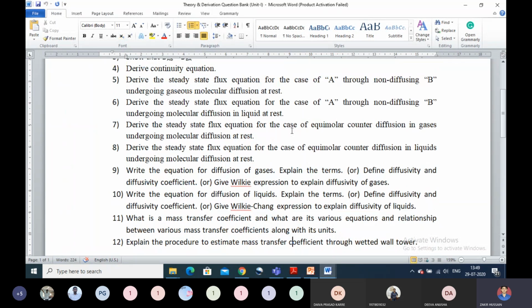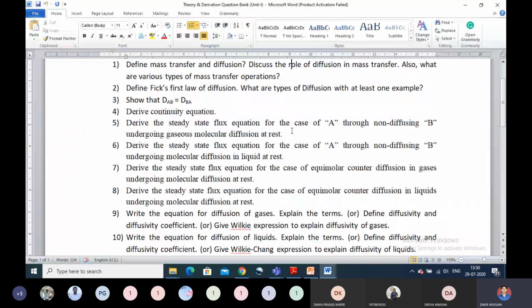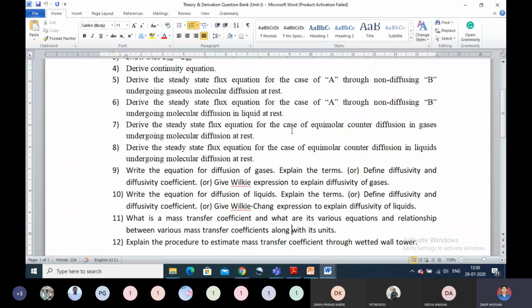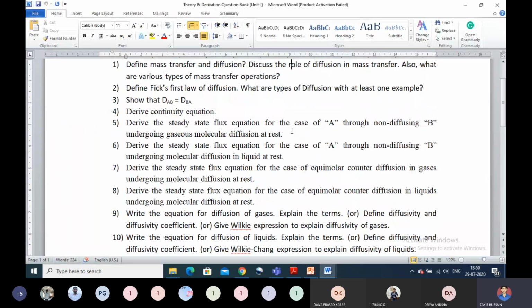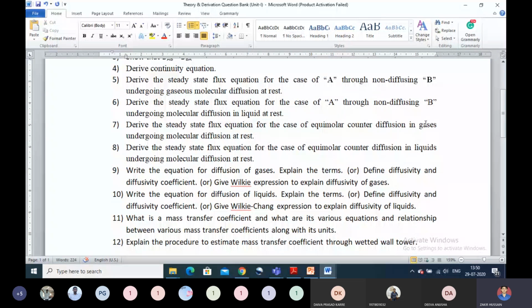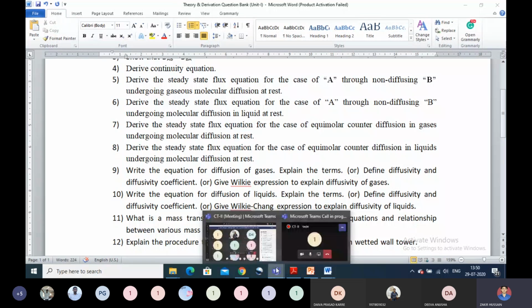Apart from these, there are 21 problems and 12 theory or derivation questions. All these questions are from unit 1 only. So from these questions I will make 2-3 groups, then I will give an assignment so that you can solve all these questions. Whoever are writing the notes are exempted from writing the assignments. Who are not writing the notes have to write an assignment and upload on the Teams. Okay, is it clear?